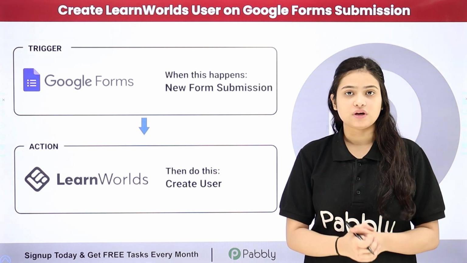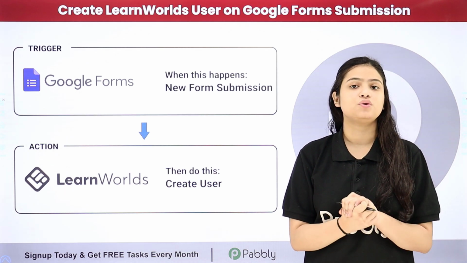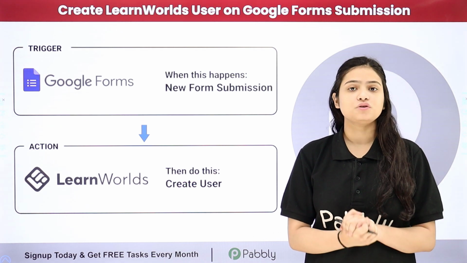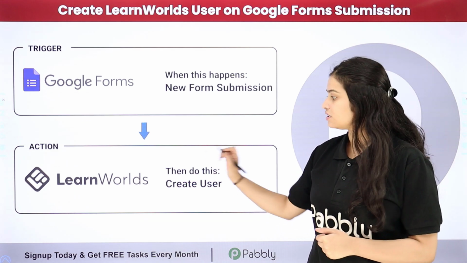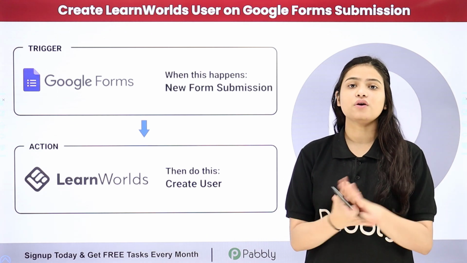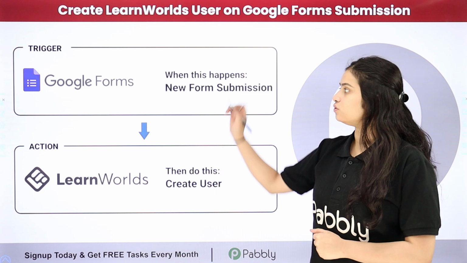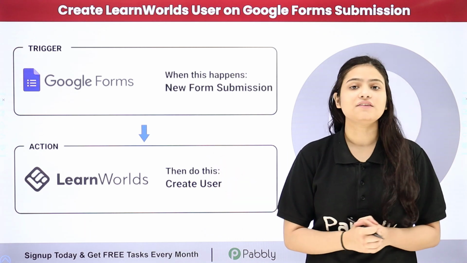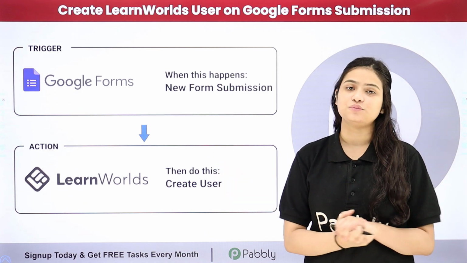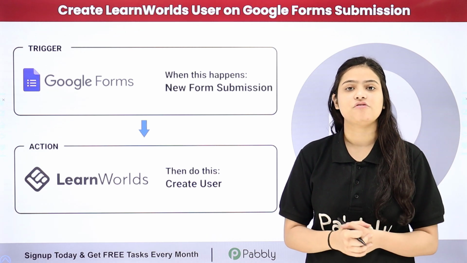And now my objective is that whenever an interested student is going to register themselves for the course, automatically that person should be enrolled as a user in LearnWorlds. So how are we going to automate this entire process? For this, we will have to set up the connection between Google Forms and LearnWorlds, and that we are going to do without any coding or programming skills, simply with the help of Pabbly Connect.